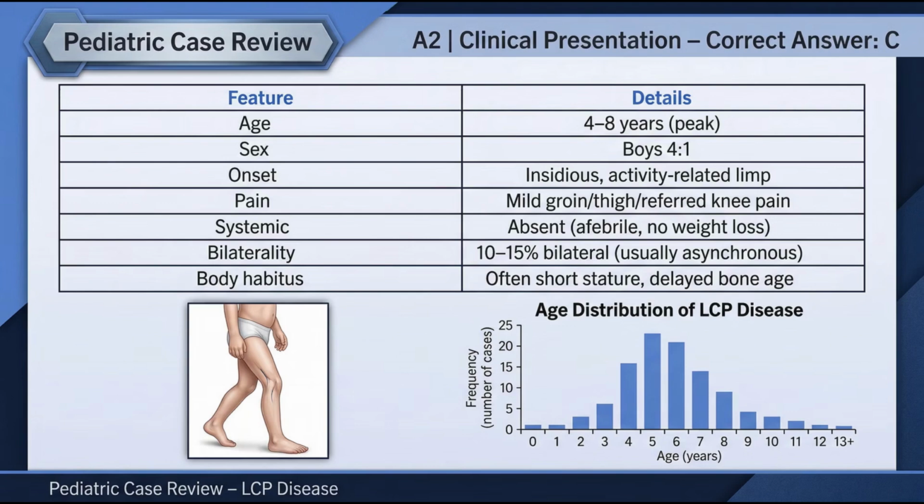Legg-Calvé-Perthes disease has a peak incidence between 4 and 8 years of age with a male-to-female ratio of 4 to 1. The onset is always insidious with an activity-related antalgic limp that improves with rest. Pain is mild and felt in the groin, medial thigh, or referred to the knee. Systemic symptoms including fever and weight loss are absent, which distinguishes this condition from septic arthritis and juvenile idiopathic arthritis. Bilateral involvement occurs in 10 to 15% of cases, but is almost always asynchronous. Affected children often have short stature and delayed bone age.